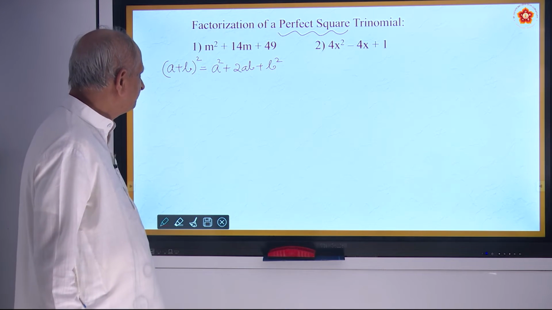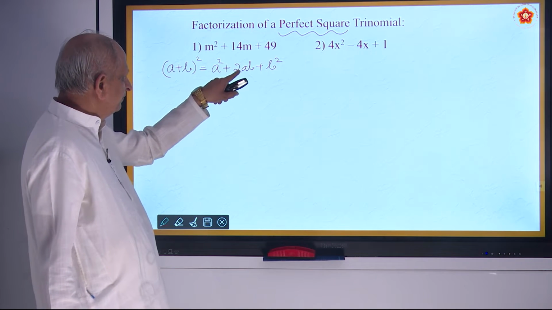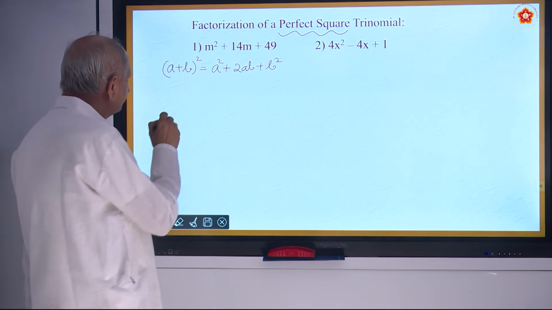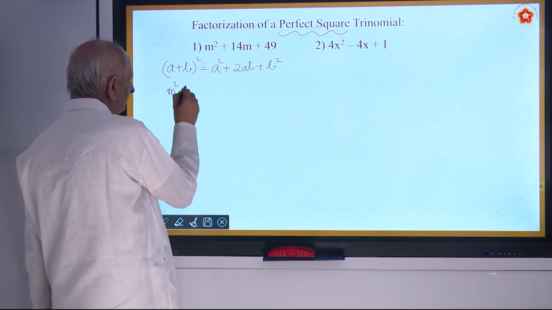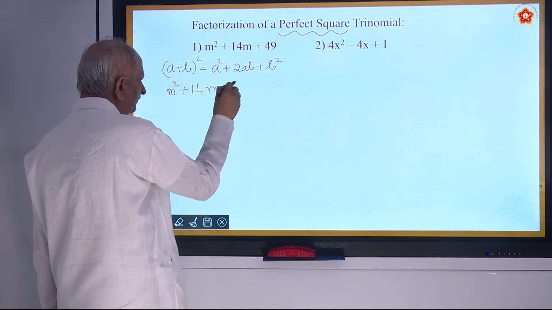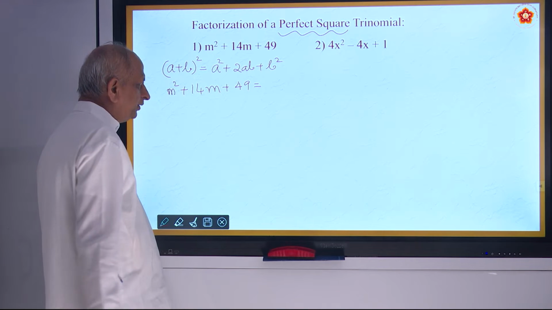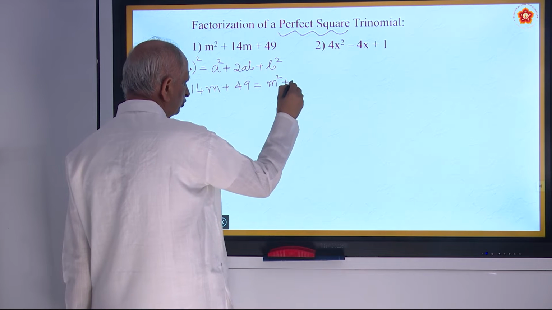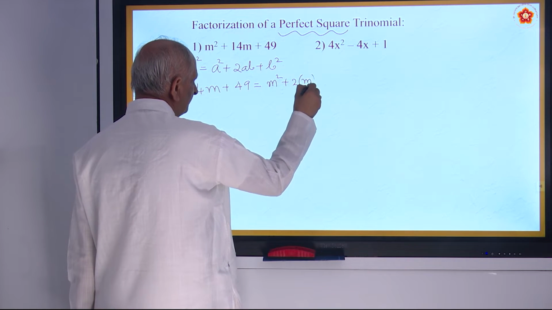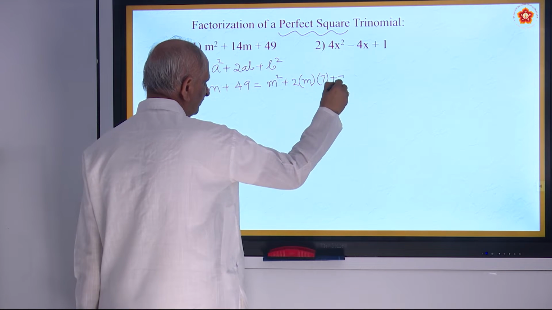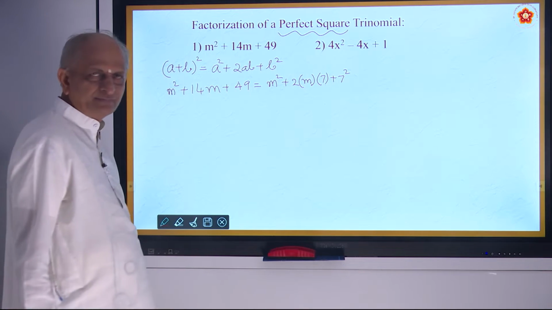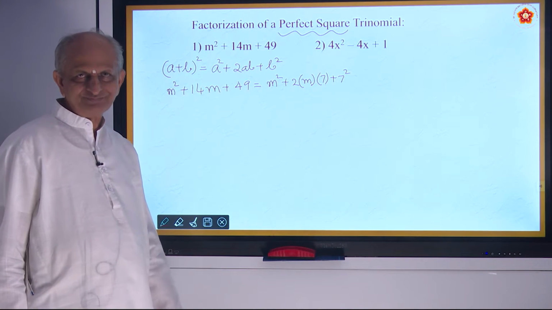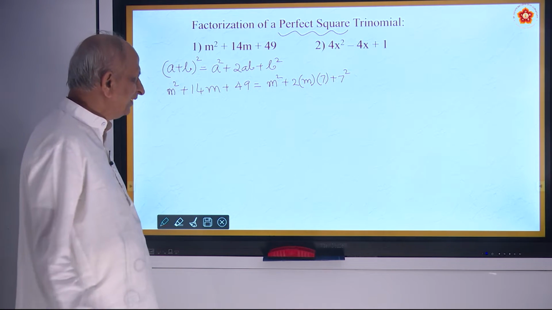Here in this problem, a is m, b is 7, is it not? So this can be written as m squared plus 14m plus 49 is equal to, you can write like this, m squared plus 2 into m into 7 plus 7 squared. Correct? Why do you write like that? Just to bring it to the form of this. How do you know that splitting?